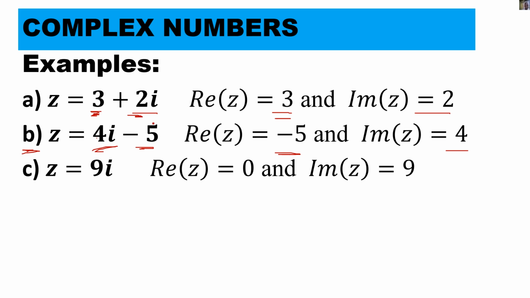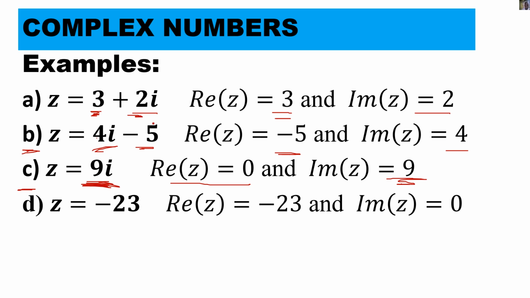Next example is number c. We have z equals 9i. This is like 0 plus 9i. It means that a equals 0 and b equals 9. So the real part equals 0 and the imaginary part equals 9.